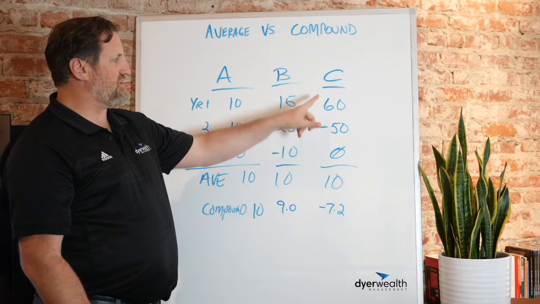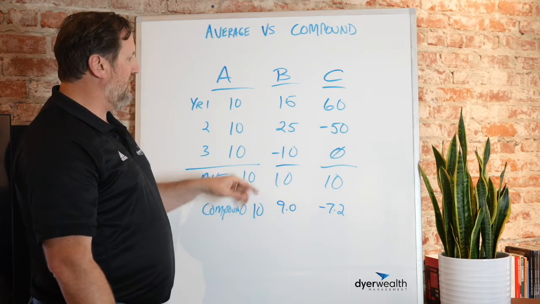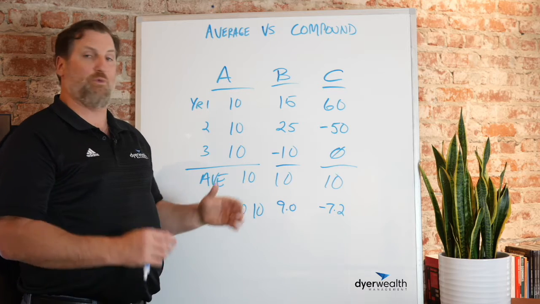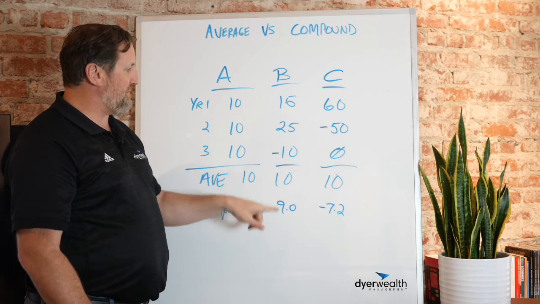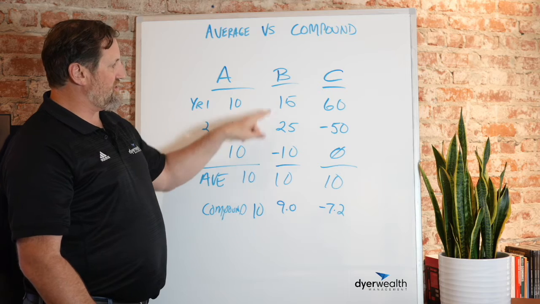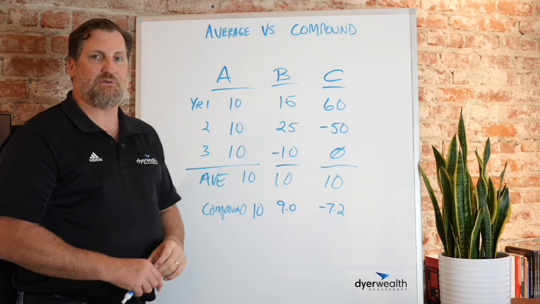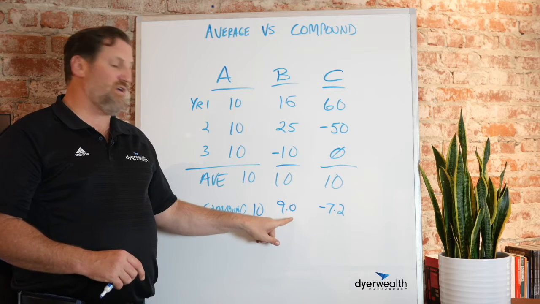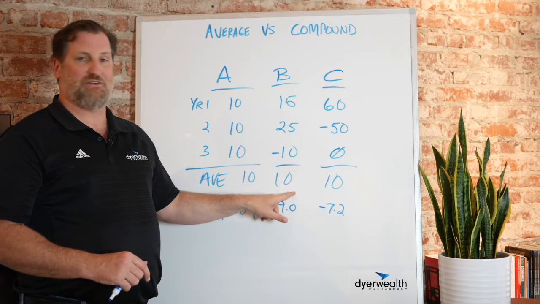Now, this is a pretty extreme example. This one may or may not be a more reasonable example, but these things happen. You can see that if you just add these up, sure, you get that 10%, but the compound return is 9%. This is the money that's in your portfolio that you get to spend. You don't get to spend the average.